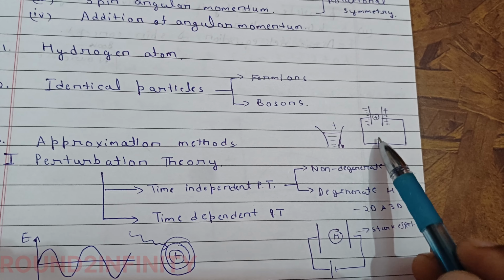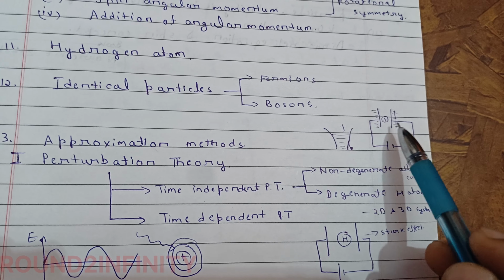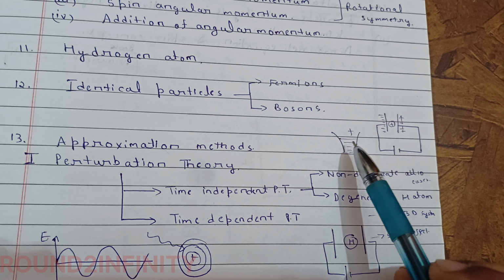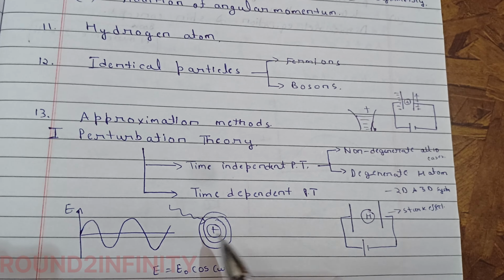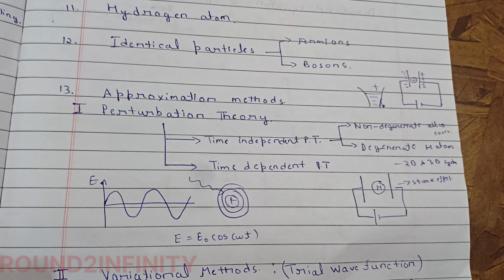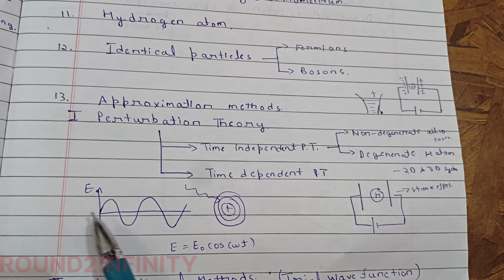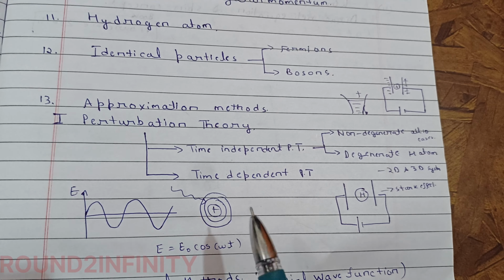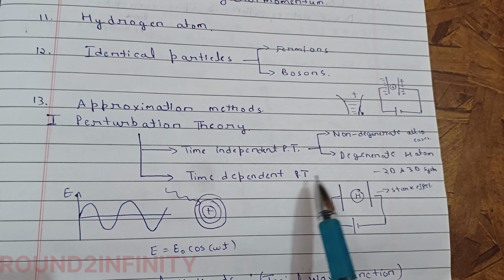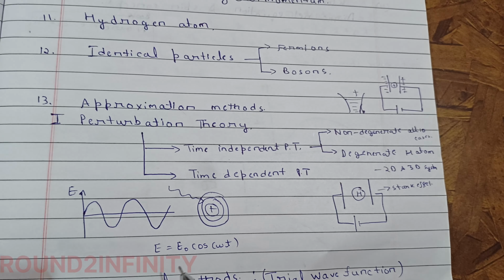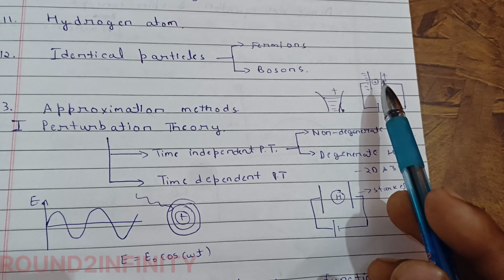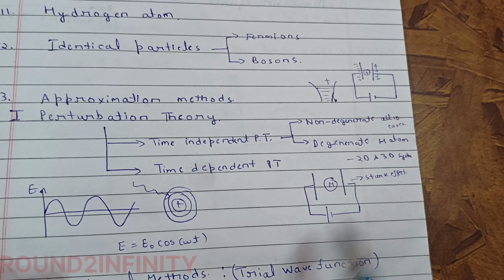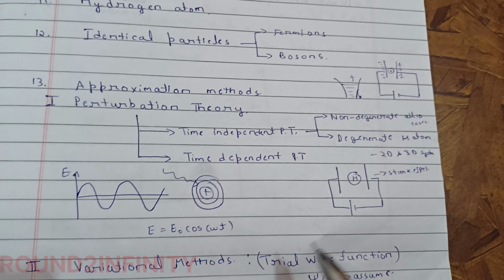Whereas if there is an AC source, then the electric field will change according to time. Then we will have different levels, and the perturbation will change with time. So we'll have time dependent perturbation theory. Just like if you apply this AC electric field, it will change with time, so the perturbation will be time dependent. That's why we have time dependent perturbation theory. And when you have a hydrogen atom inside this DC source, then we observe the Stark effect. We'll see about this also.